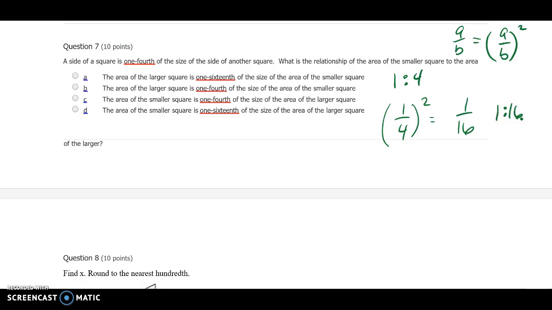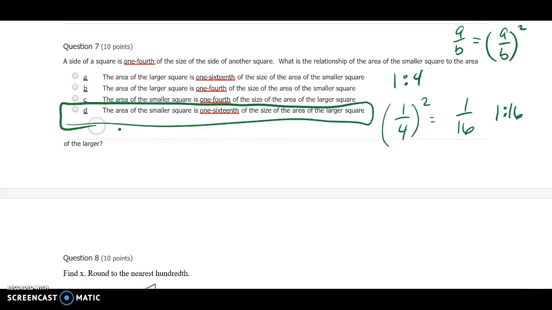So you just look at your answer choices, and it's going to be answer choice D. The area of the smaller square is 1/16 the size of the area of the larger square. I'm not going to read all the answer choices just to save time on the video. You can go back and read the other ones and see why those were not correct. But D would be our answer.